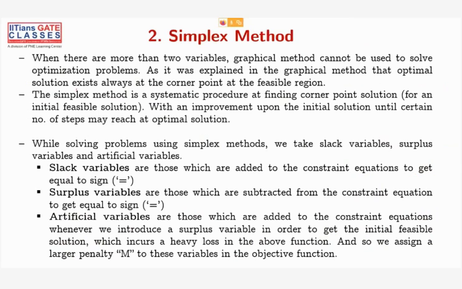The optimal solution always exists at a corner point of the feasible region. The simplex method is a systematic procedure for finding a corner point solution from an initial feasible solution. So if you have more than two variables, this is the method that we are going to use, with improvement of the initial solution until certain tests are met. So this is a tabular method. You have to draw tables, keep on going from table 1, 2, 3, and so on, until you reach some condition.